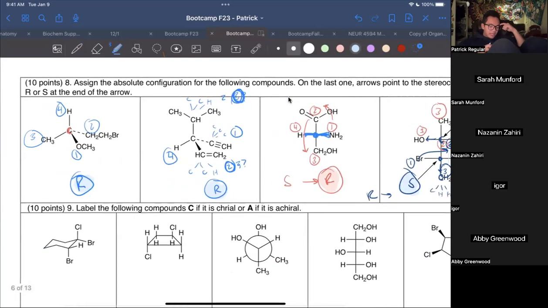Can you explain why the second one's not S? Because of the numbering. If you were to rotate it around, let's just rotate it this way, it would be R. You'd be going clockwise. This way to this way to this way. Right? The alkene takes priority over the propyl group. The isopropyl group. The propan-2-yl group.